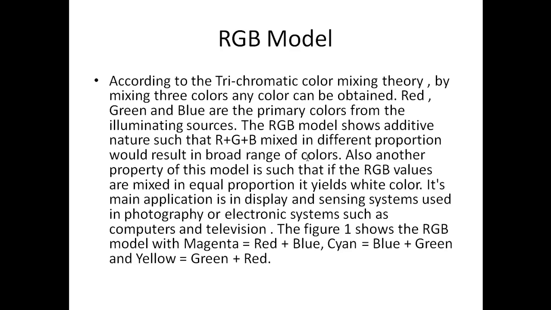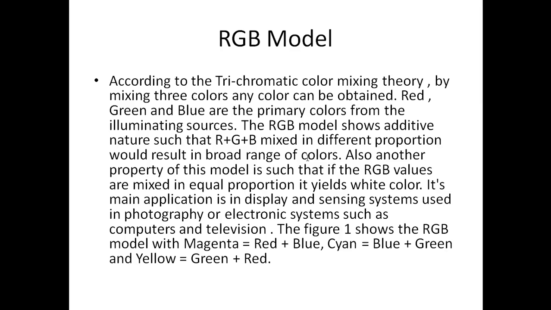Now, the RGB model. The RGB model is an additive model. Any color has red, green and blue parameters for any pixel value. Because the RGB model works on an additive nature, different values of R, G and B when mixed in different proportions result in a broad range of colors. Also, another property of this model is that if R, G and B are mixed in equal proportion, that is if R equals G equals B, the color obtained is white.